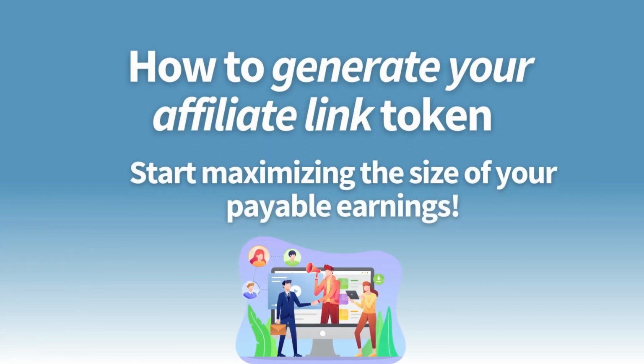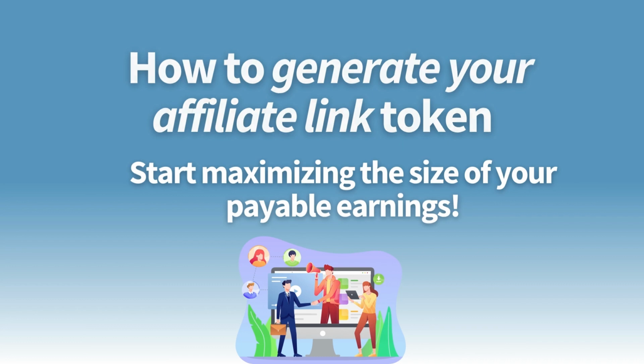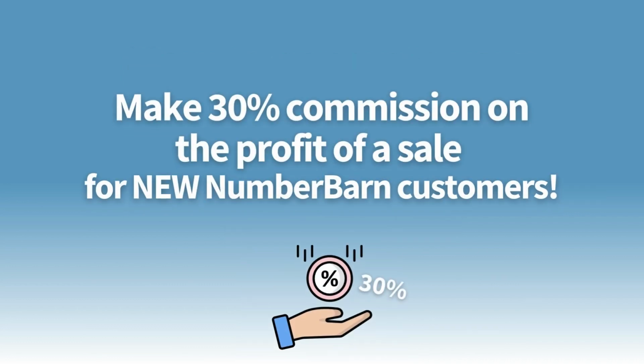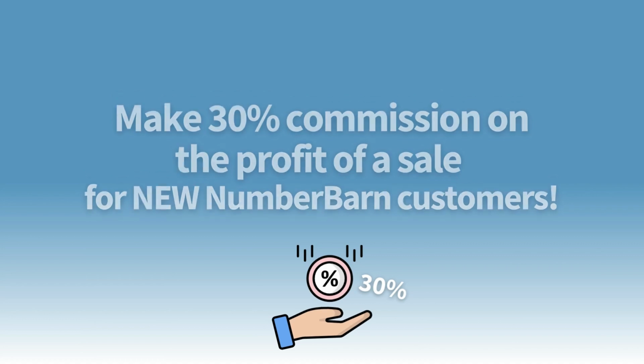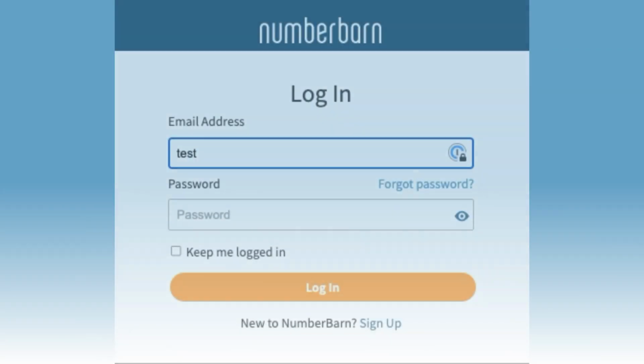Hi Marketplace vendor! We're excited to show you how to generate your affiliate link token to start maximizing the size of your payable earnings. By sending your affiliate link to potential buyers, you have an opportunity to make 30% commission on the profit of a sale for new NumberBarn customers. Let me show you the ropes.